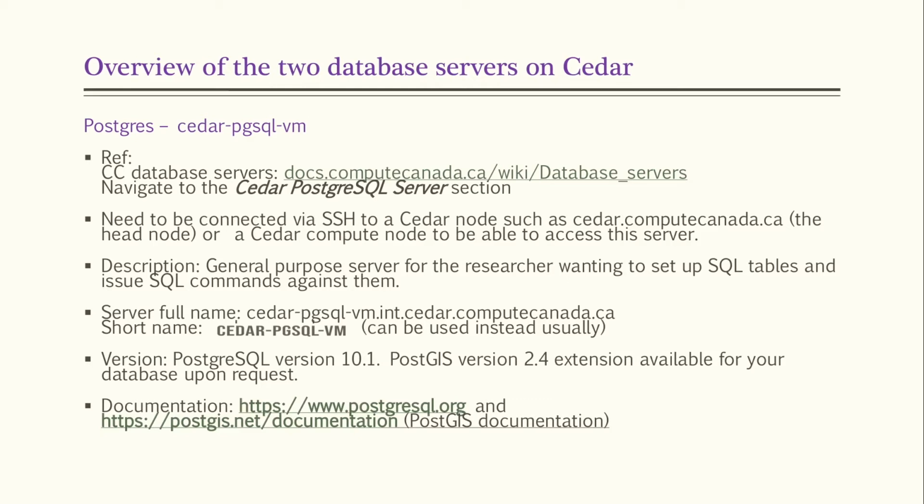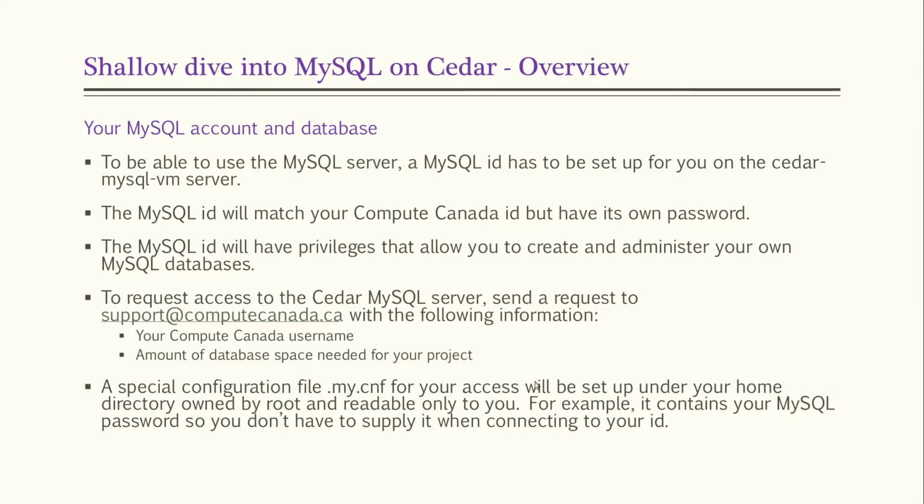So the full host name of the server would be cedar-pgsql-vm.int.cedar.computecanada.ca. This server currently runs on PostgreSQL version 10.1, and for those who want to do geoprocessing, it includes PostGIS version 2.4. You only have to request us so we can make that available for you. PostGIS, for those who don't know, is an extension that allows SQL to easily handle geographic data, and it's quite handy when you are mapping geographic data into a relational database. And that's it for Postgres.